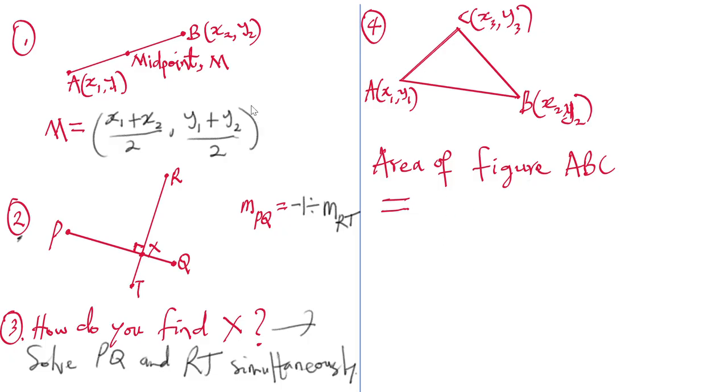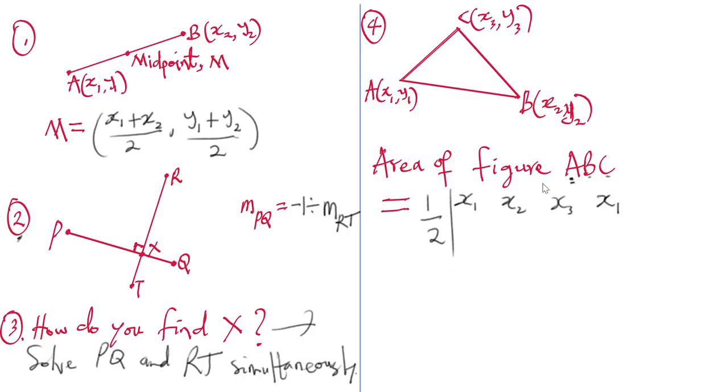To find the area, we can make use of the shoelace method. It says half multiply the absolute of. Now you are going to go from point to point. To find the area of figure ABC, start from A, move to B, move to C, and come back to A. In coordinate A, the x value is x1. Move to point B, the x value is x2. Move to point C, the x value is x3. Come back to the point A, the x value there is x1.